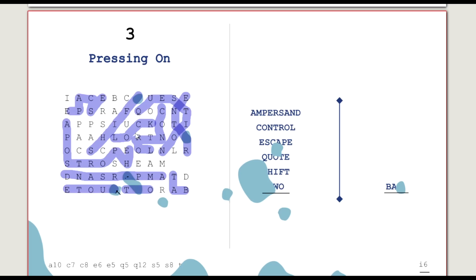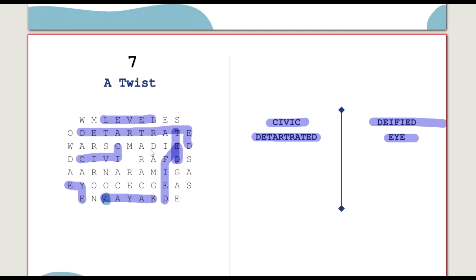I have no clue. It could be this, right? But it could be this. I don't think that carb is anything. Okay, so that was 3. Let's look at 7. 7 is twist. Okay, yeah.